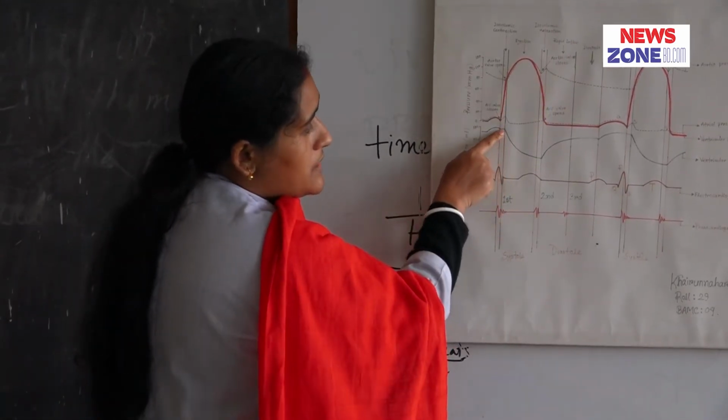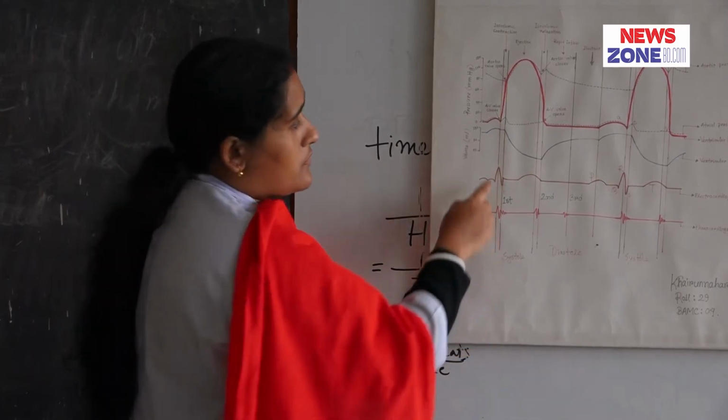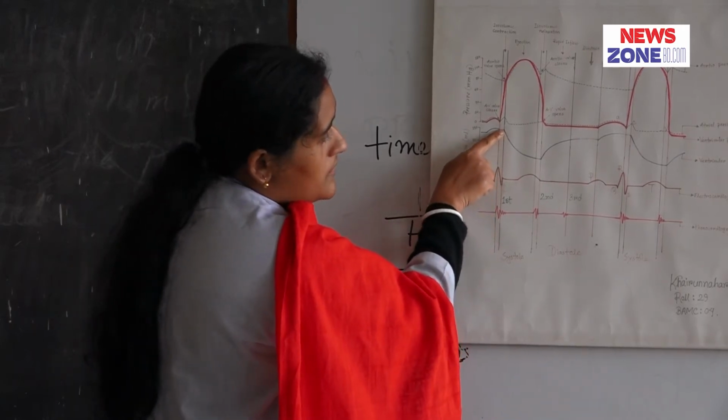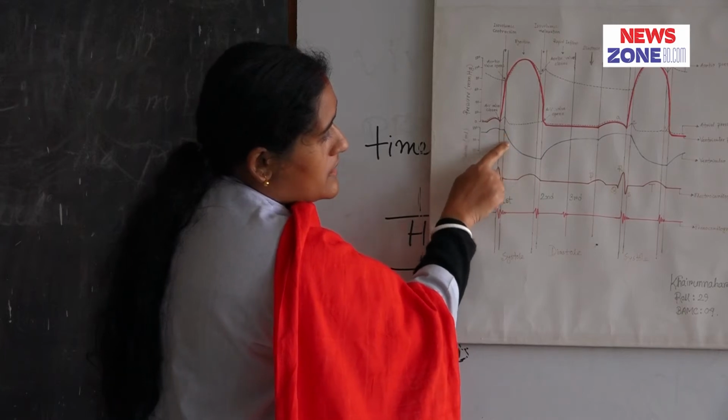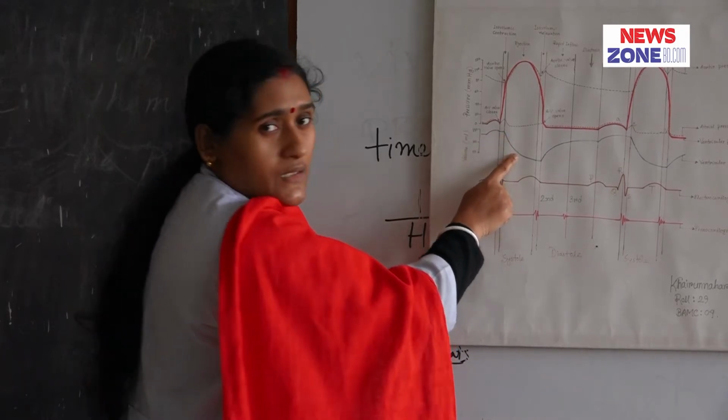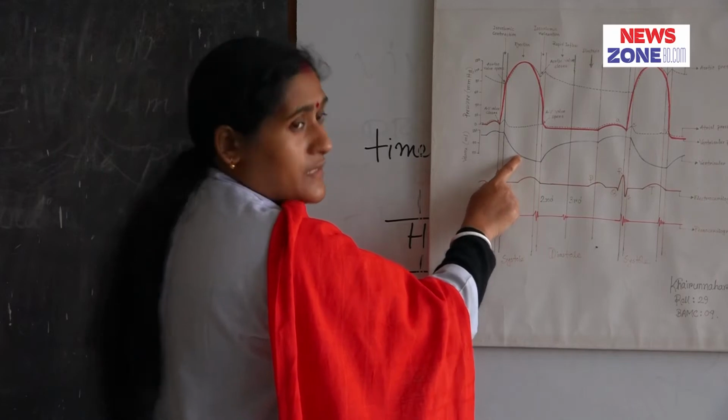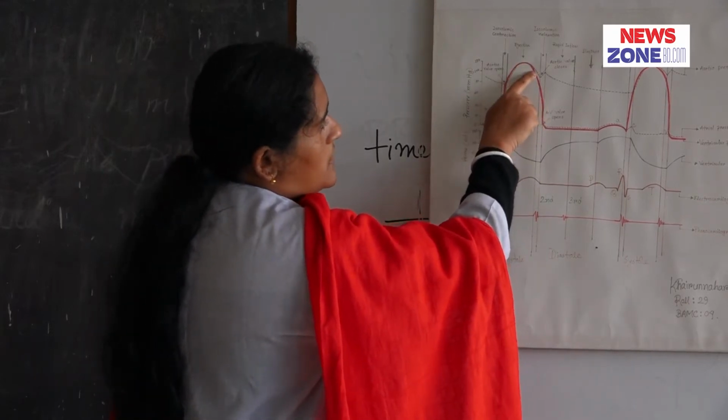So blood is pumped out by the ventricle, and the interventricular volume is decreased rapidly. This curve shows the interventricular volume decreasing rapidly in this period, and this is the slow ejection period.